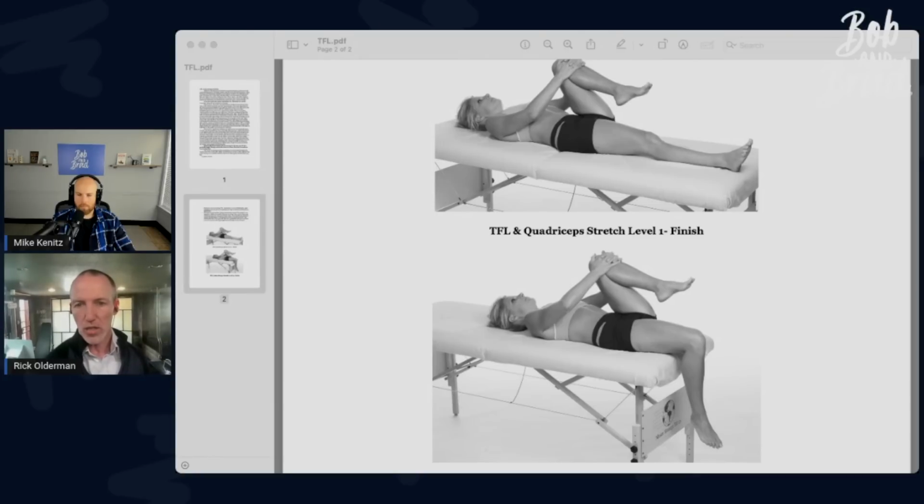I usually do 30 to 60 seconds per side and twice per side each time I do this. And if you're just starting this, try it once. And if you're sure that it doesn't cause any pain, then I would probably do that twice a day.